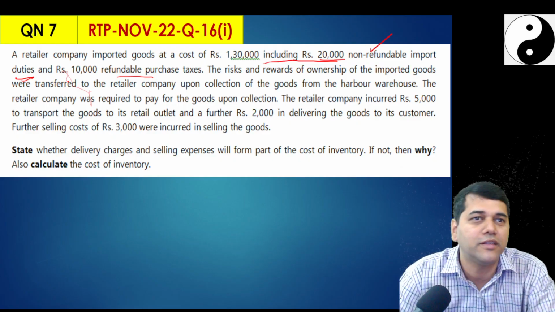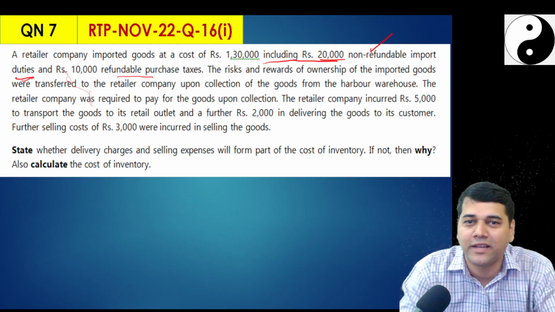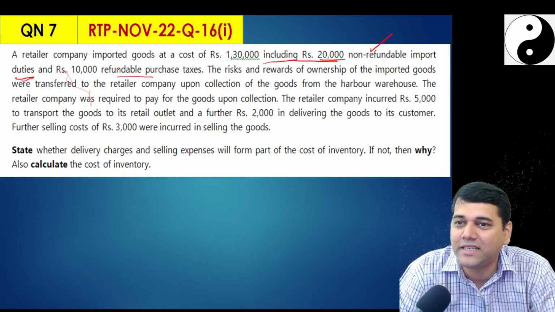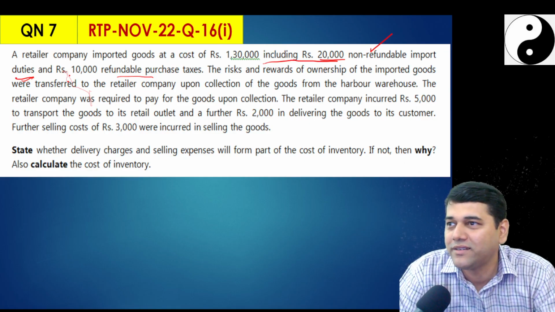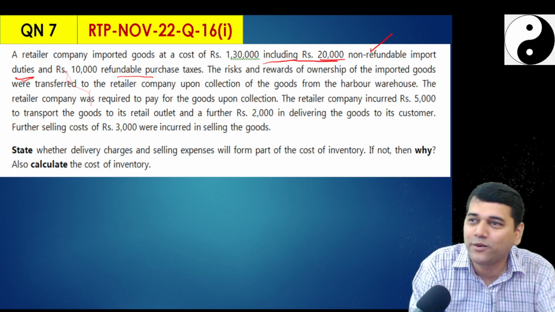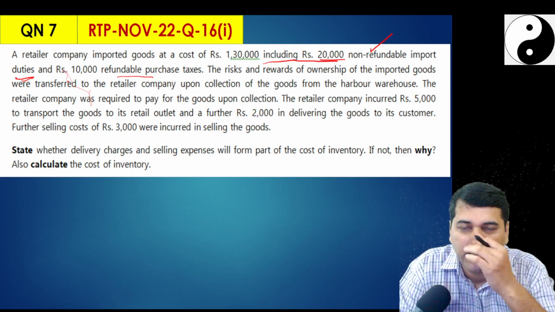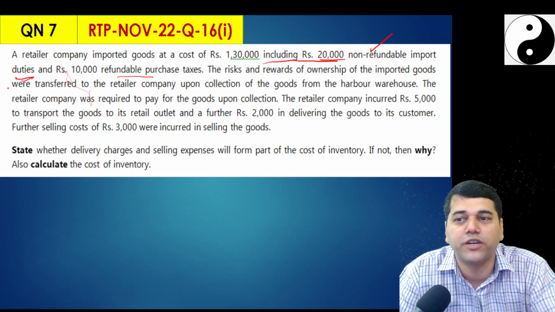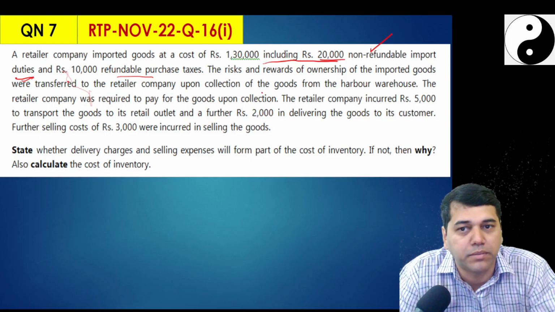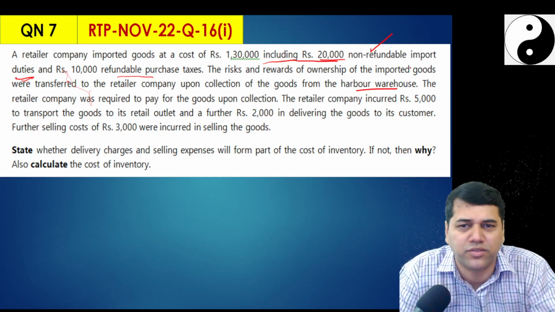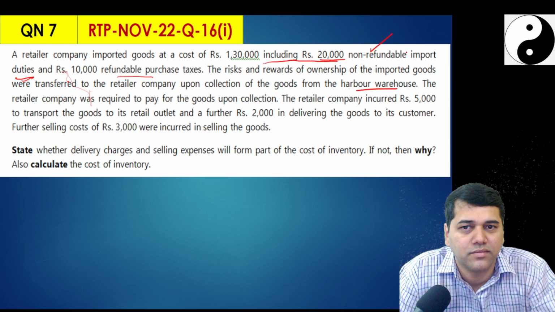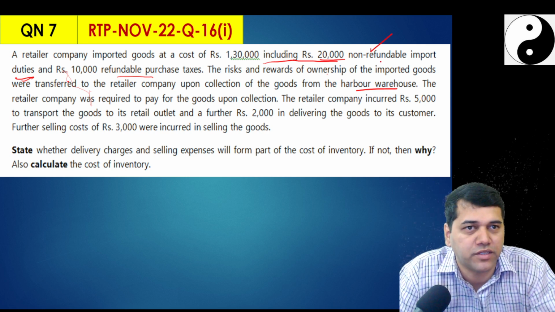But here, in the classroom, some group of people say that 20,000 is included in 1,30,000 and 10,000 is not included. Somebody will read it as both are included. That's the perspective; I am not denying that. The risk, rewards and ownership of the imported goods were transferred to the retail company upon collection of the goods from the warehouse. That means you have become the owner of it.